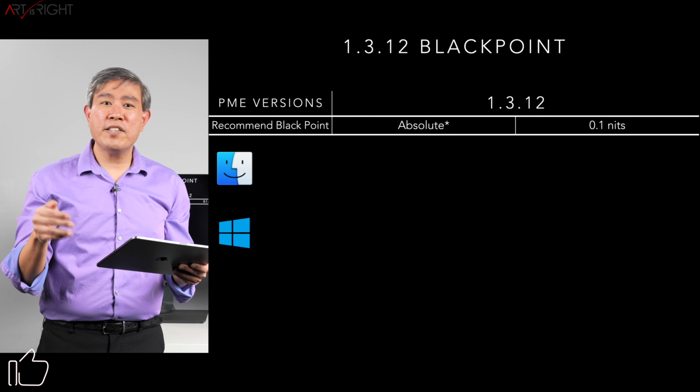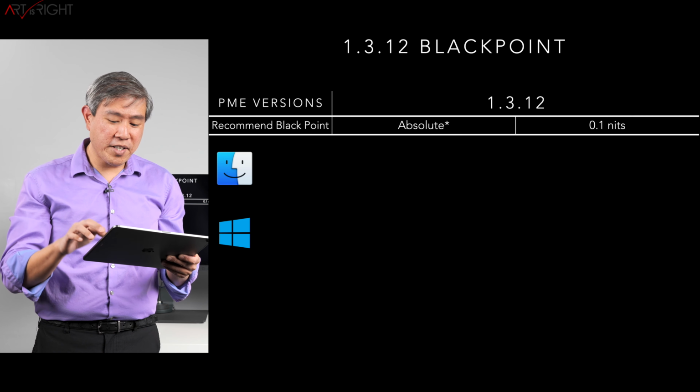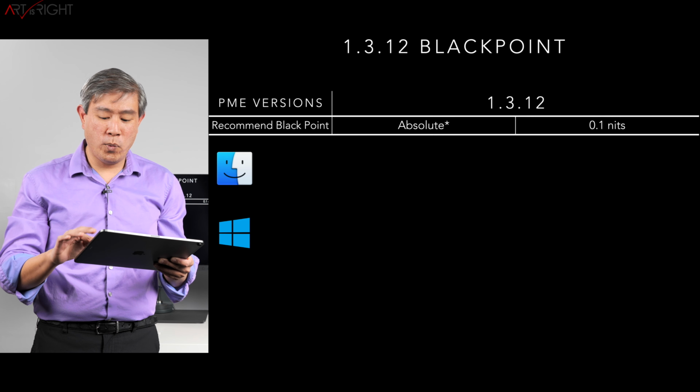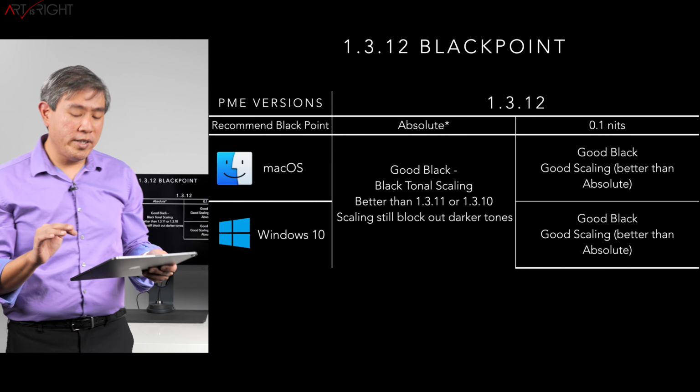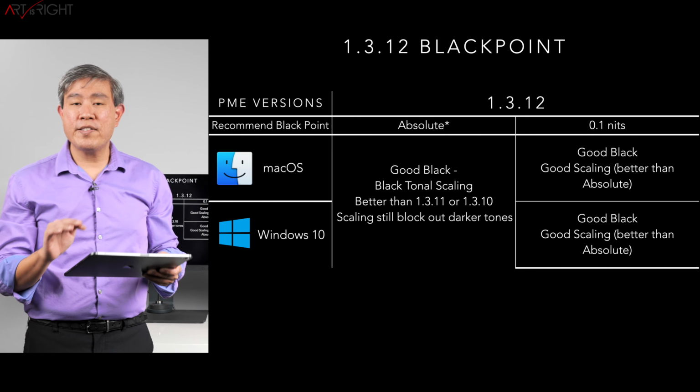So what I've done is more testing, and I've come up with a good recommendation for that. And this is a number that you already got in the previous slide, and that is use 0.1 nits. So with 0.1 nits, what I found is that for both Mac and PC, this produced a really good black, and it produced a really great scaling that's better than absolute. So if you're going to run the calibration using 1.3.12, I highly recommend that you go in and change the black point to 0.1 nits, and this is going to do wonders for your calibration.